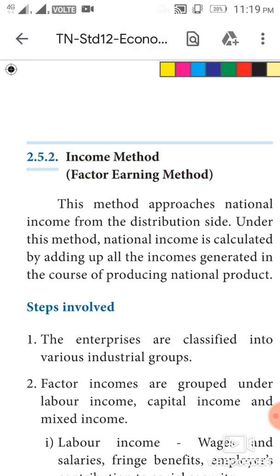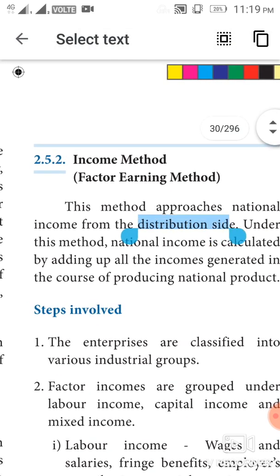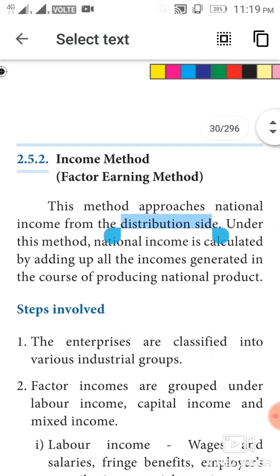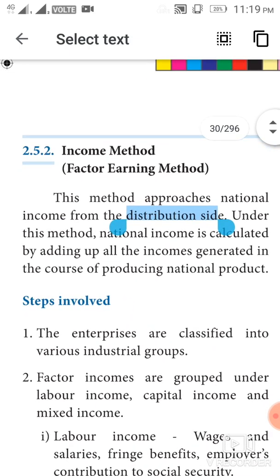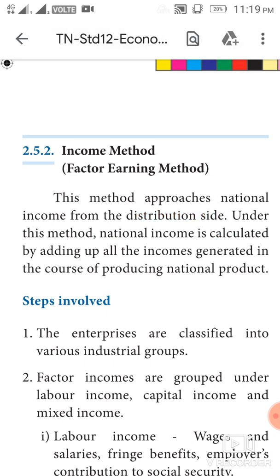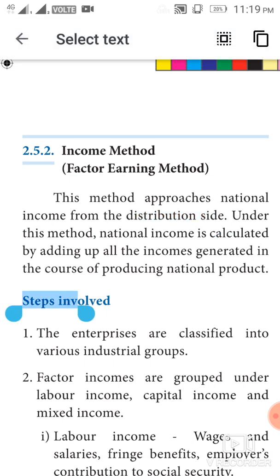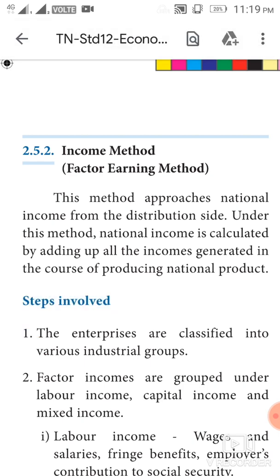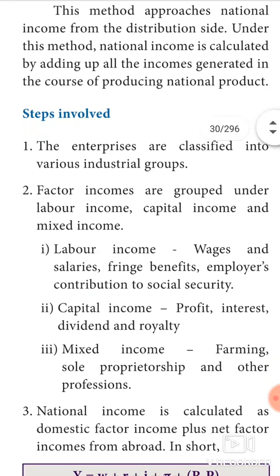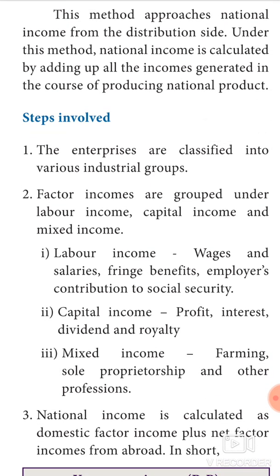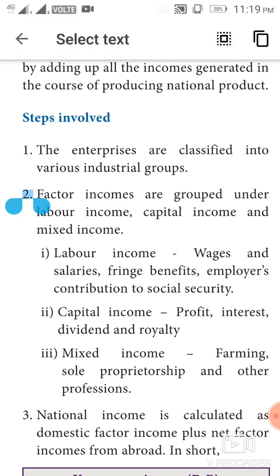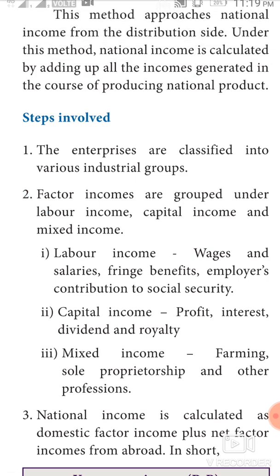This method approaches national income from the distribution side. Under this method, national income is calculated by adding up all the incomes generated in the course of producing national product. Steps involved in this method. The enterprises are classified into various industrial groups. Factor incomes are grouped under labor income, capital income, and mixed income.